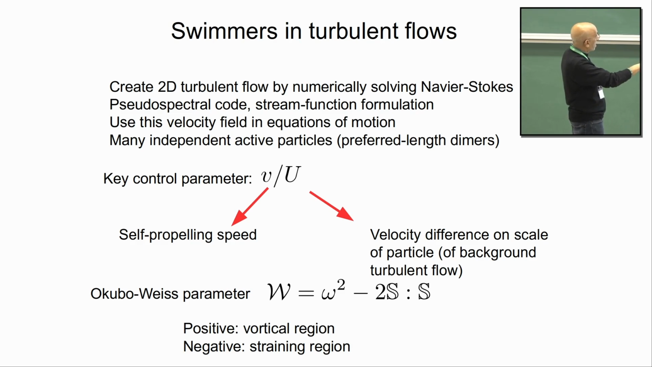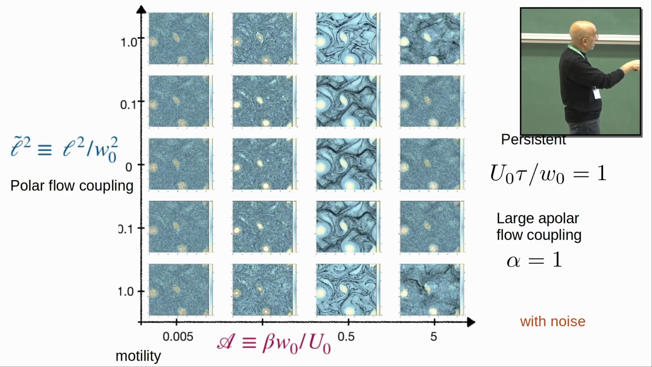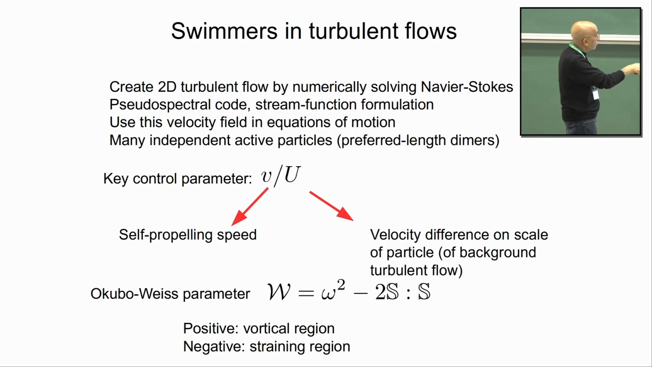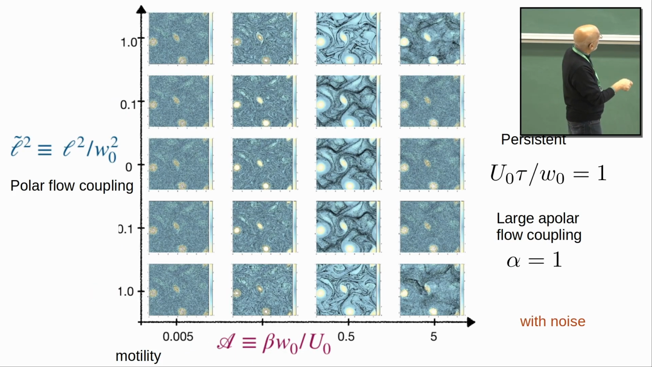You can measure a quantity called the Okubo-Weiss parameter, which is positive in vortical regions and negative in straining regions. If you look at where the particles are, what does Okubo-Weiss look like in those regions? Now, what you find as a function of the polar flow coupling and self-propulsion is there's an optimal range of self-propulsion. If you move too slowly, you just get carried by the flow. If you move too fast, you ignore the flow. And there's a sweet region in between in which you get a maximum accumulation of particles in the straining regions of the flow.